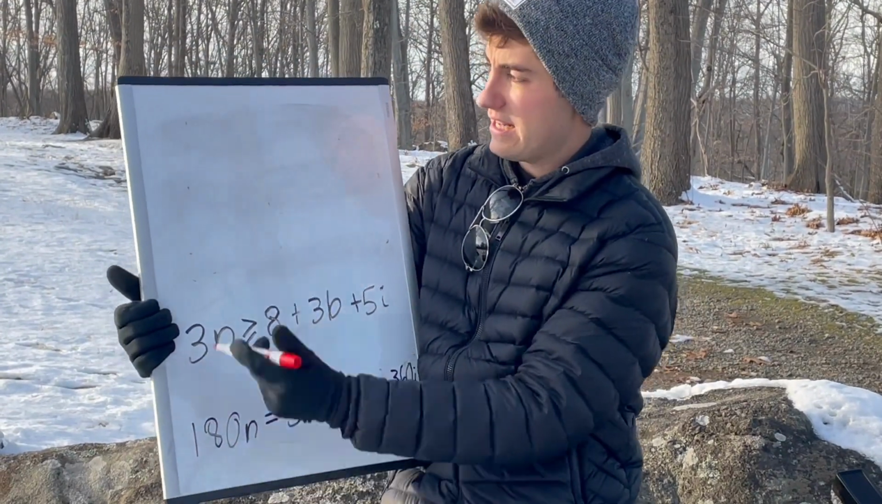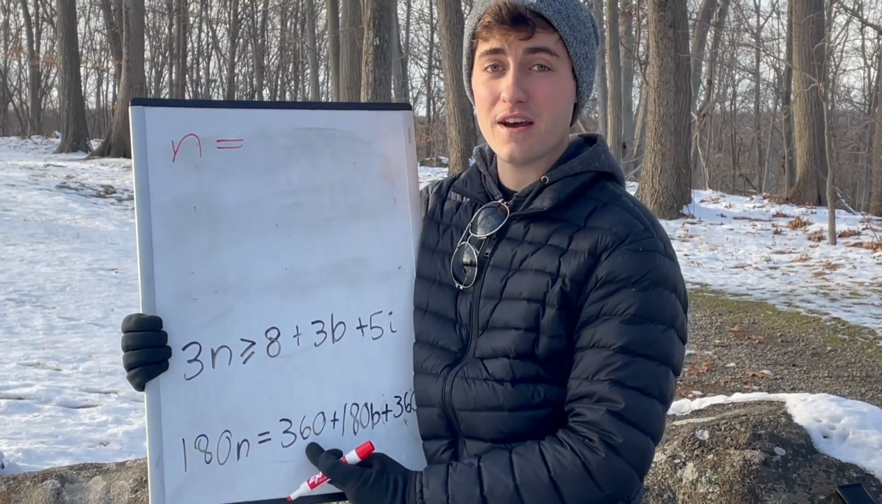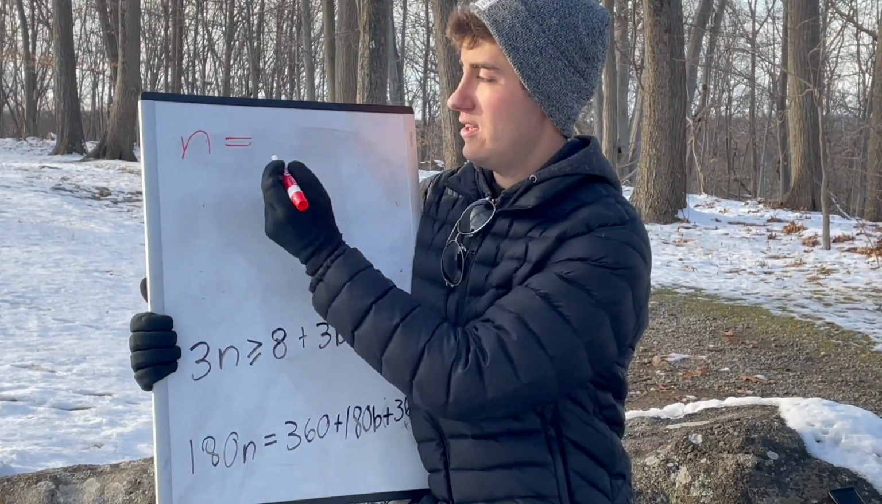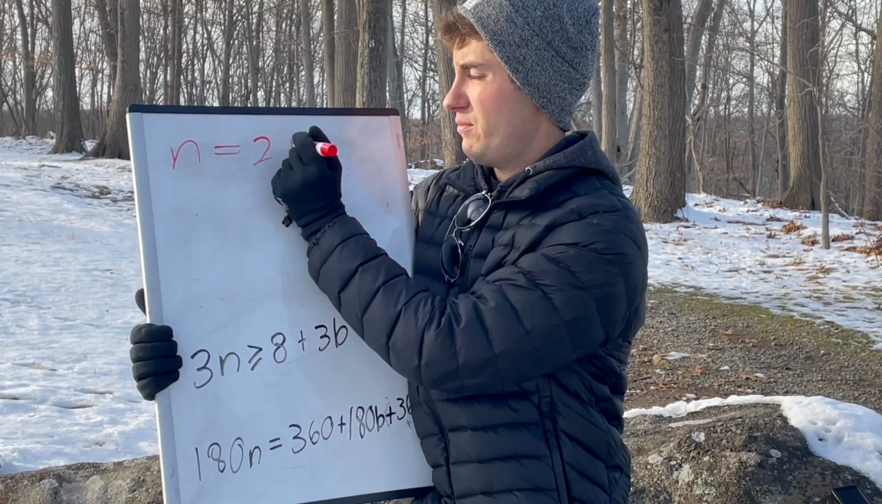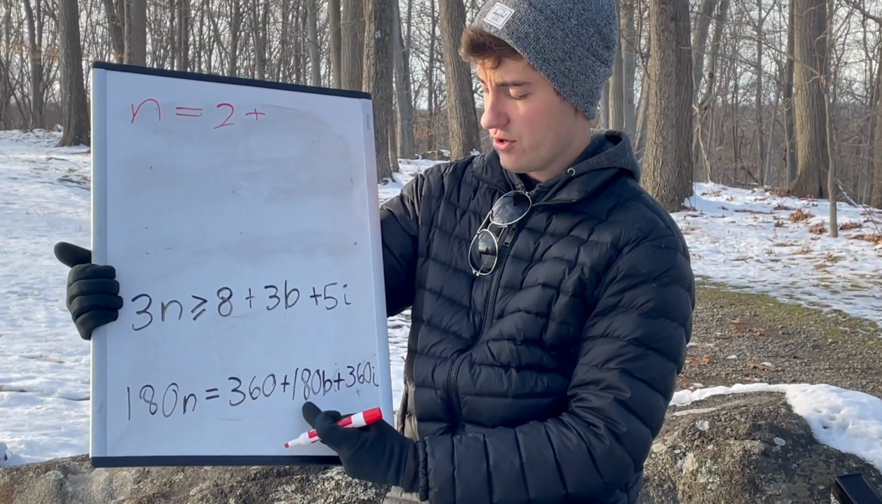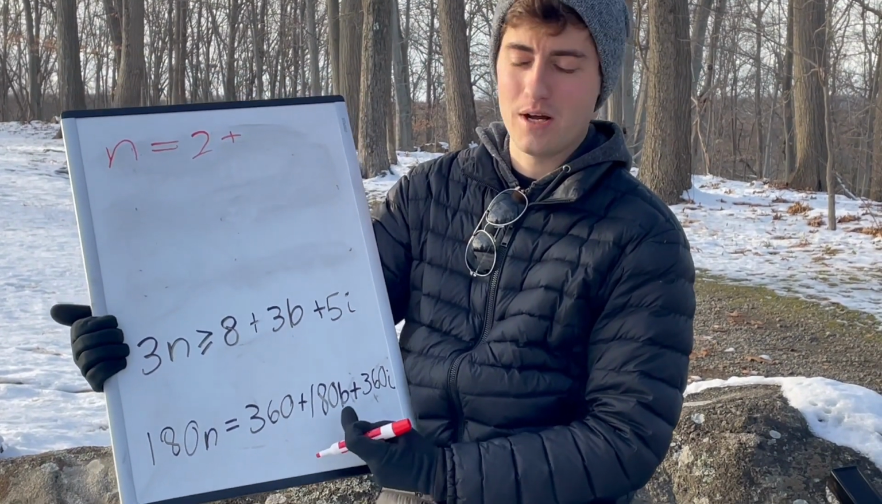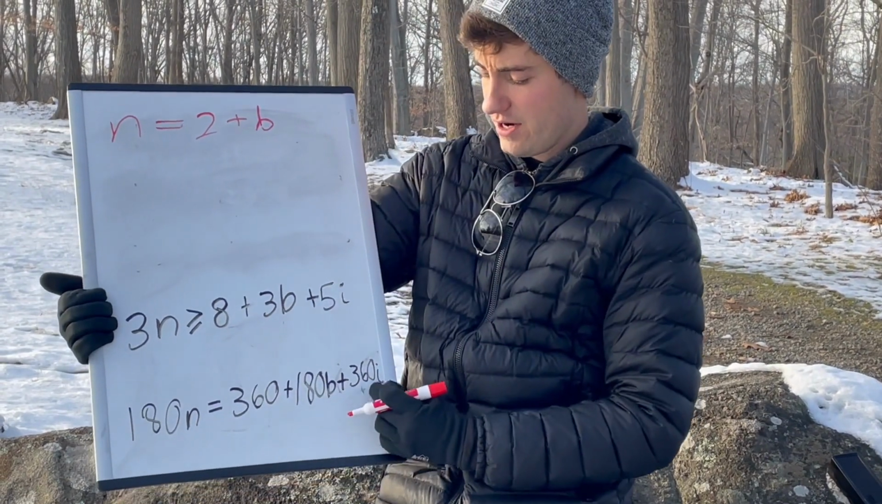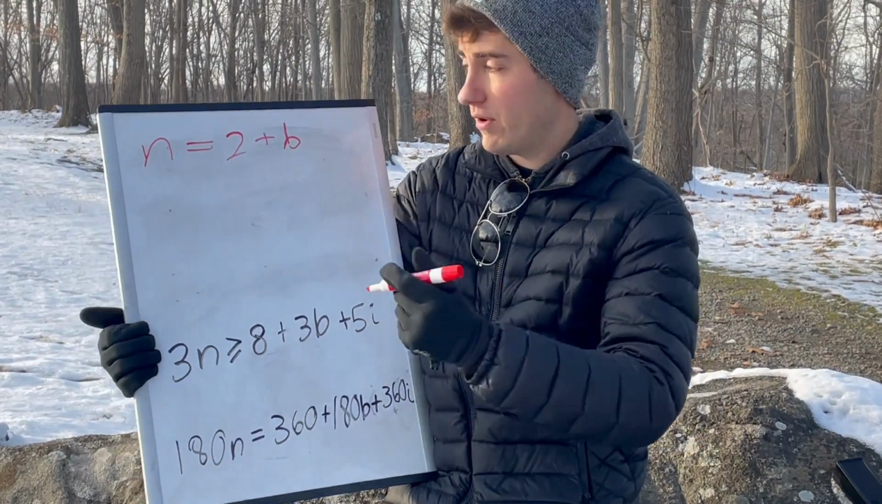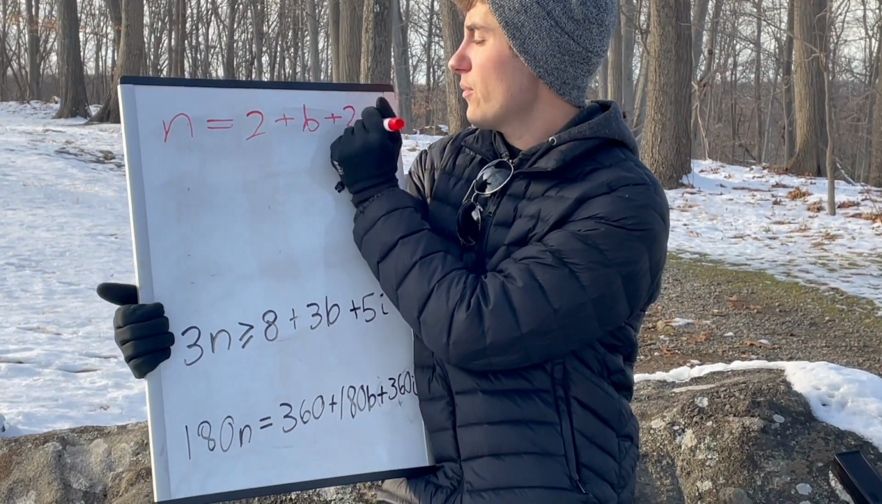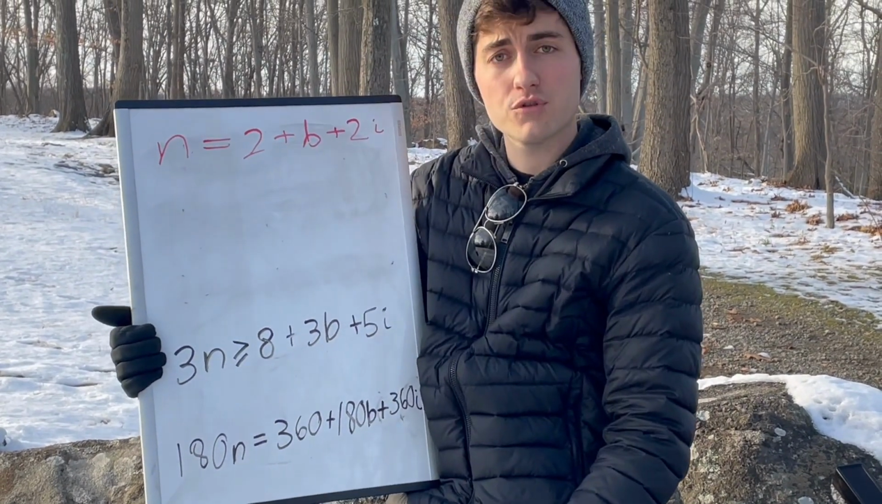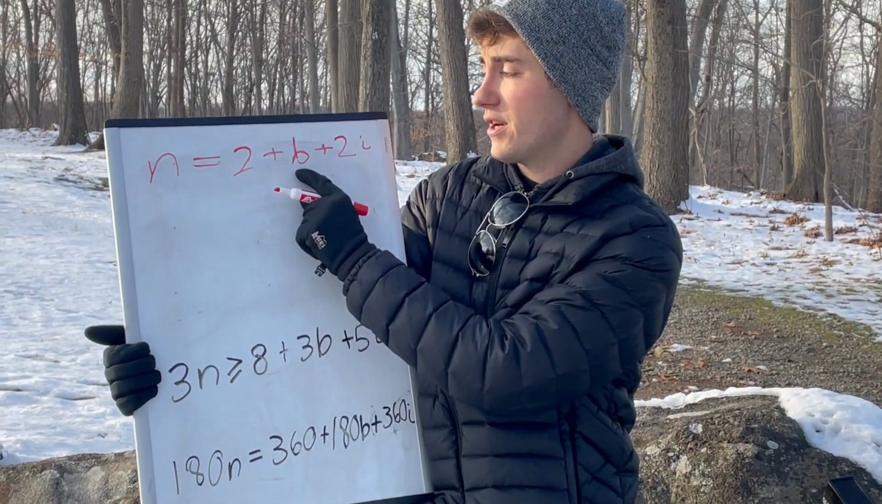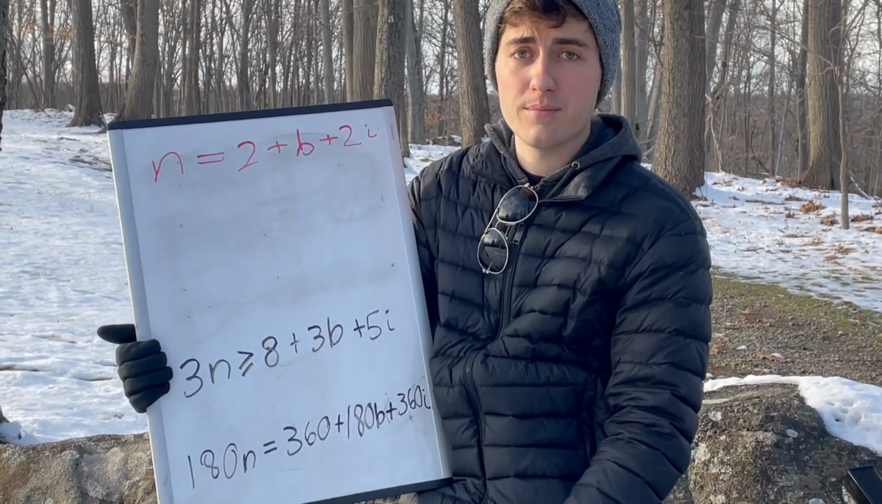So cancel 180 there, we just get n. What's 360 divided by 180? It's just 2. So this is 2 plus, okay, 180 divided by 180, that's just 1. So 180b just becomes b. And 360 times I divided by 180 just becomes 2 times I. So we actually have a nice formula for the number of triangles. It's 2 plus the number of border points plus 2 times the number of internal points.